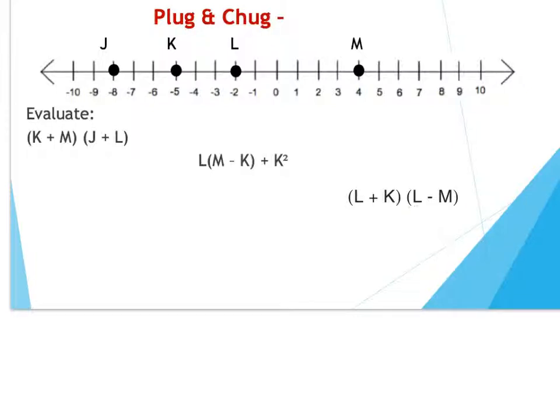Alright, so here we're just stepping it up a level. Instead of being given the numbers for each variable, now we have to determine those based on the number line. So let's do the first one together. In my first parenthesis, I'm going to plug in -5 for k. I need to add m to that. So again, I'm going to look back at my number line and I see that m is +4.